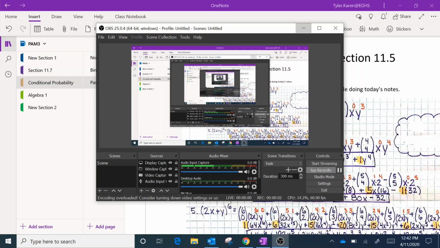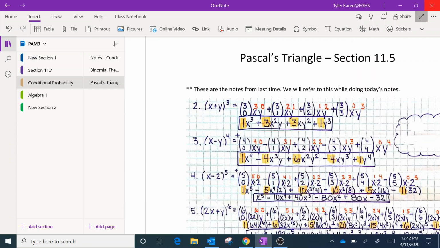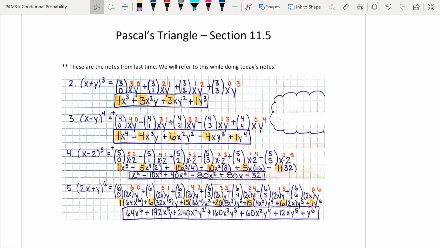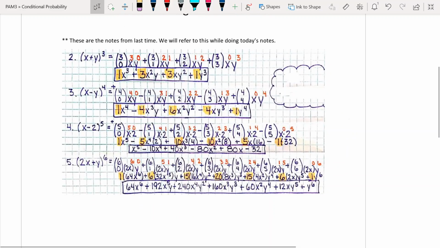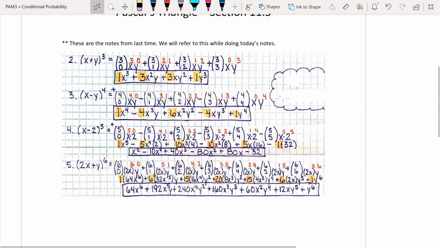Hello. All right. Today we are going to learn about Pascal's triangle. These notes are not going to be long. If you'll notice, the first thing that I have up here are the notes that we just did the other day when we expanded with the binomial theorem.